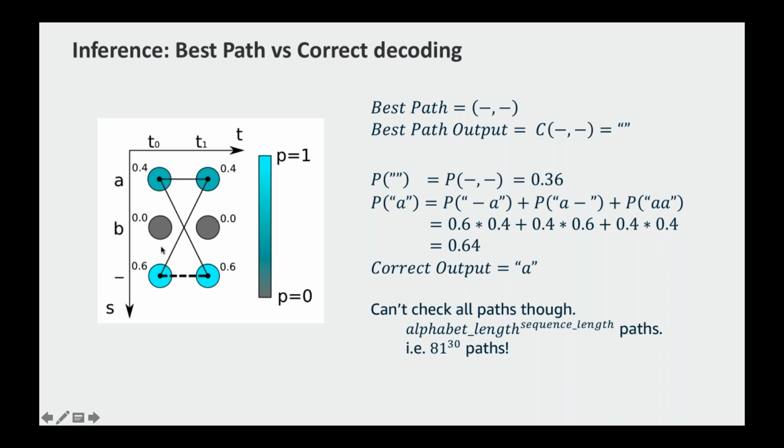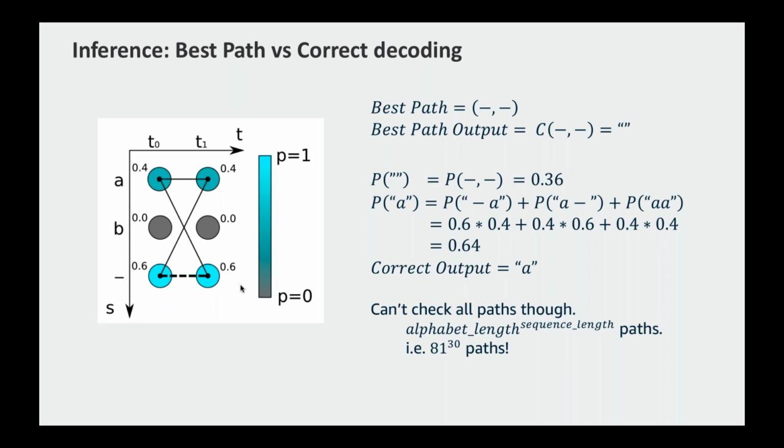So if we take the greedy approach, then first time slice, we say it's most likely to be an empty character. Second time slice is most likely to be an empty character. So the result of empty character and empty character is the empty string. The total probability is 0.6 times 0.6, which is 0.36. However, if we look at the paths that say A followed by empty character, or empty character followed by A, or A followed by A, which all resolve to the string A, and we sum these probabilities, we get 0.64. So the greedy approach, where we take just the maximum value for each time slice, doesn't always give you the correct highest probability of the final label.